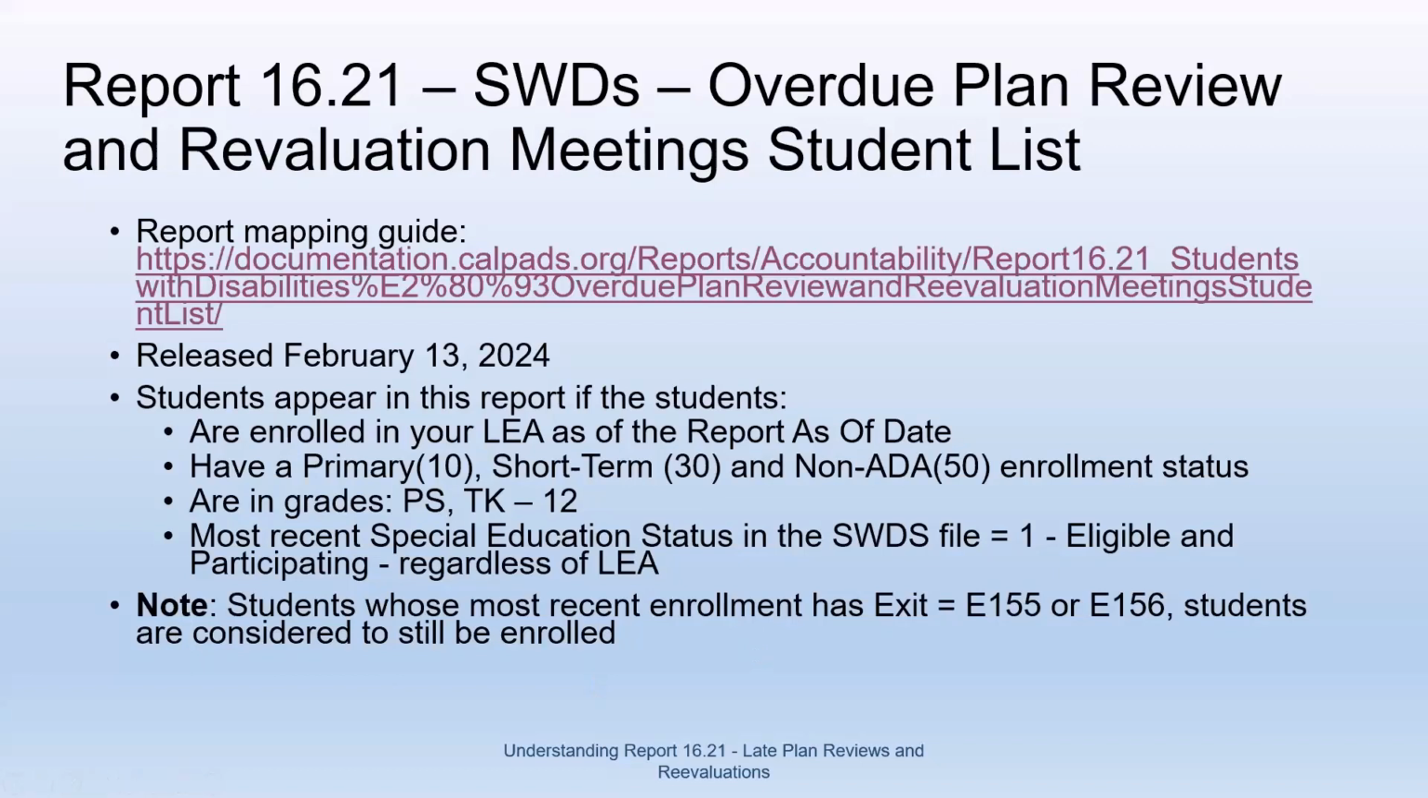So this report was released on February 13th, 2024. And the students that appear in this report are students, number 1, that are enrolled as of the report date. Remember, this is called an operational data store report. One of the most frequently asked questions we get is, how often does this report refresh? How often is it updated?